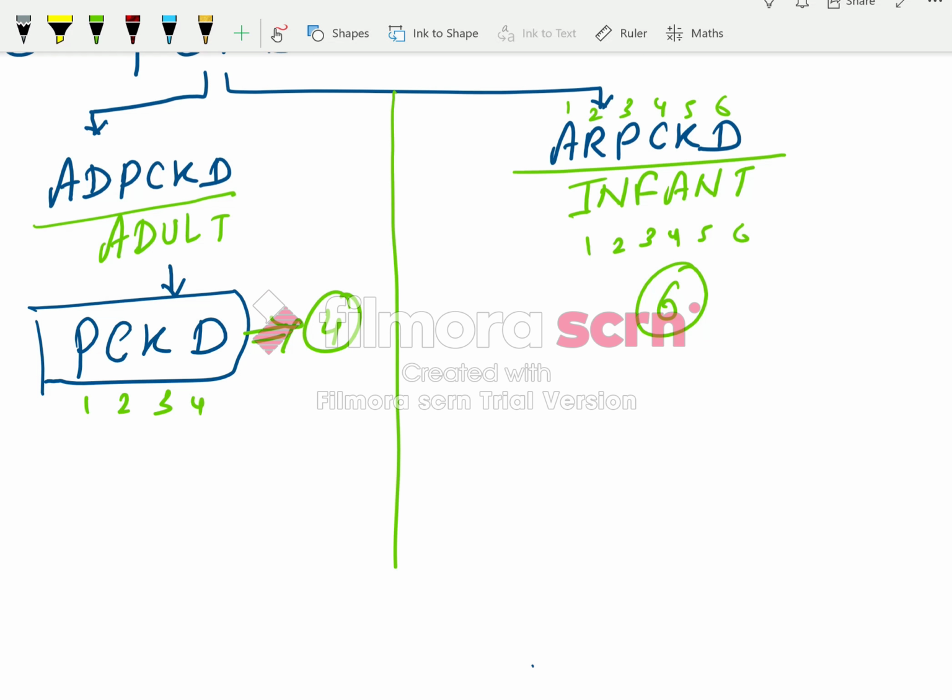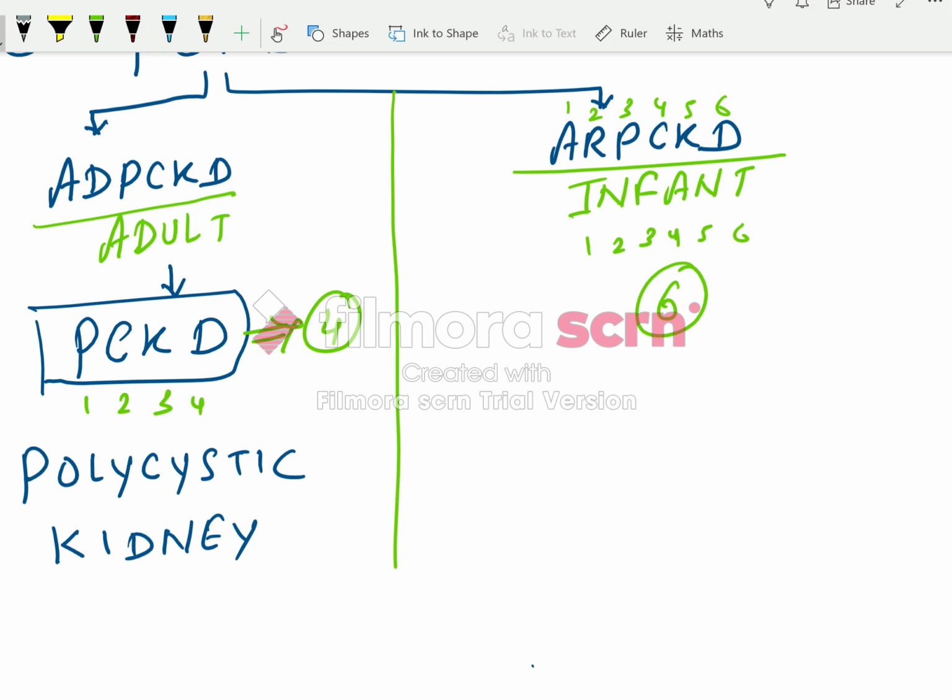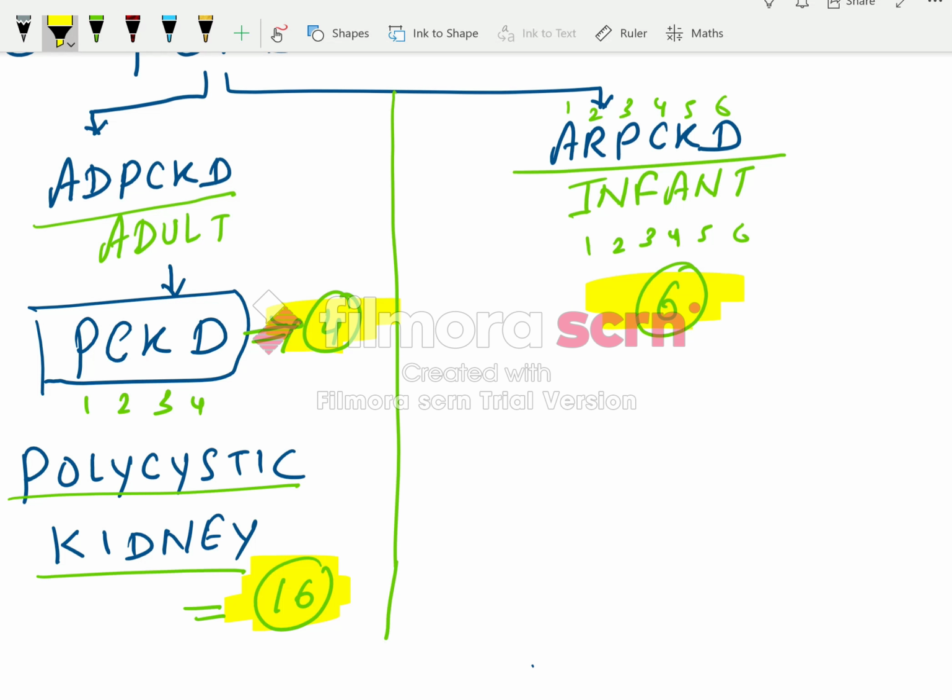There is one more chromosome in polycystic kidney disease. So you need to count these. Polycystic kidney, polycystic will be 10, kidney 6. 10 plus 6, 16. Another chromosome is 16. Polycystic kidney disease, adult type, chromosome 16 and 4. Infant type, chromosome 6.